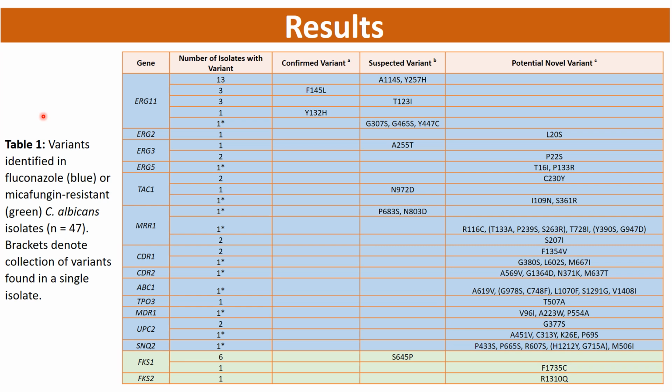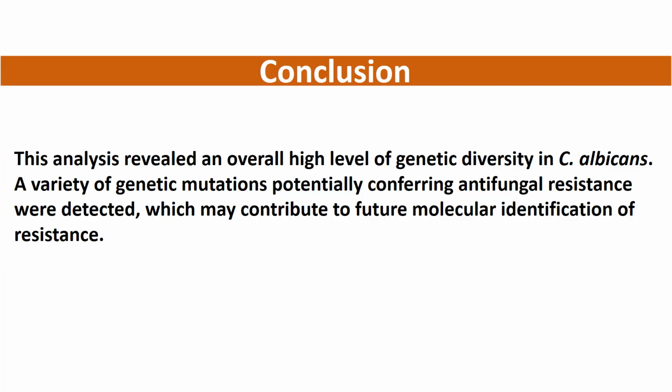I have stars next to some of the numbers indicating that each variant only occurred once to save space, and also some brackets around variants indicating that these all occurred in a single isolate. All in all, this analysis revealed an overall high level of genetic diversity in C. albicans. A variety of genetic mutations potentially conferring antifungal resistance were detected, which may contribute to future molecular identification of resistance.